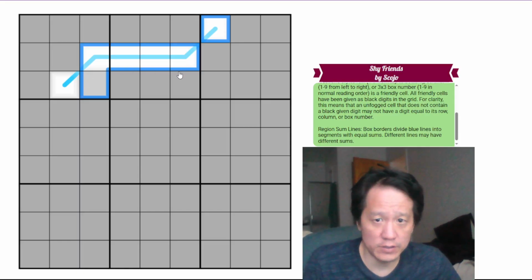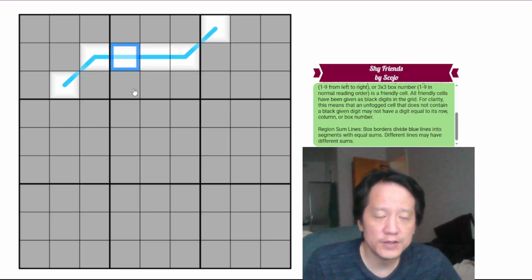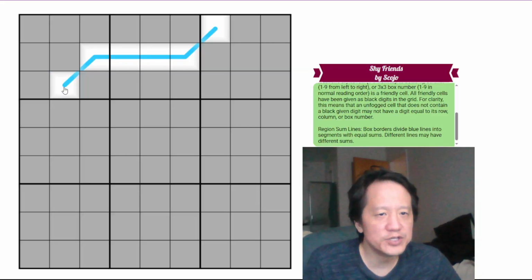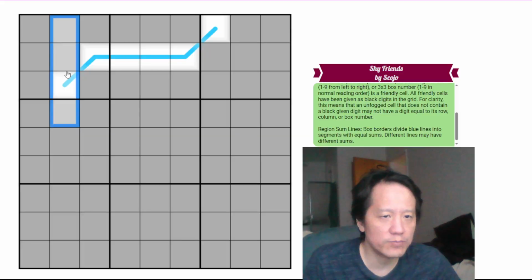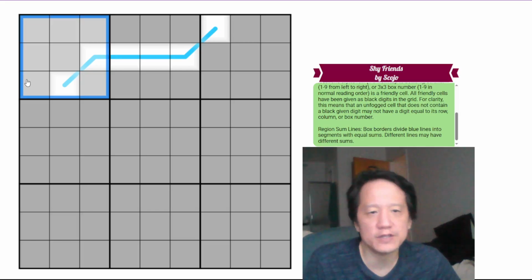So, as an example, this digit cannot match its row, which would be 2, its column, which would be 4, or its box, which would also be 2. Let's use this one too. This digit may not match its row, which is 3, its column, which is 2, or its box number, which would be 1 in that case.